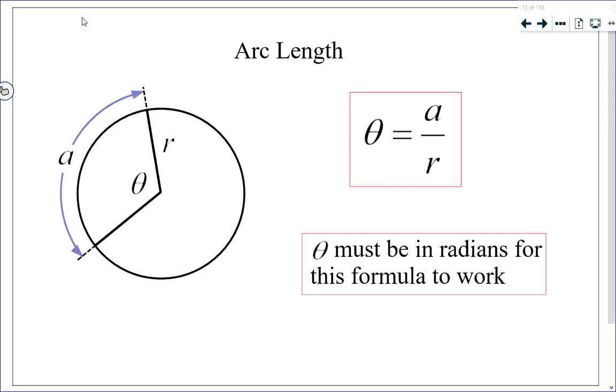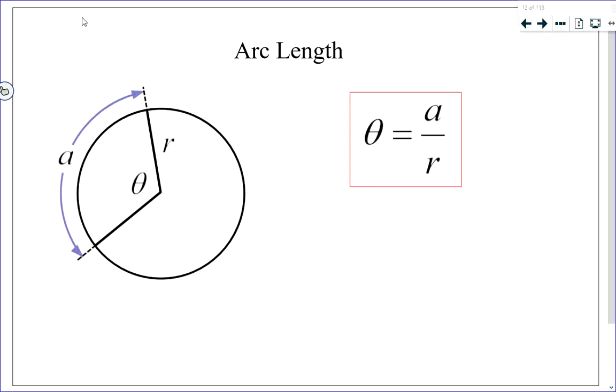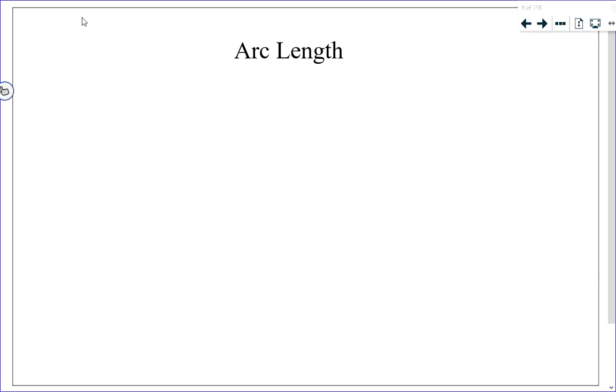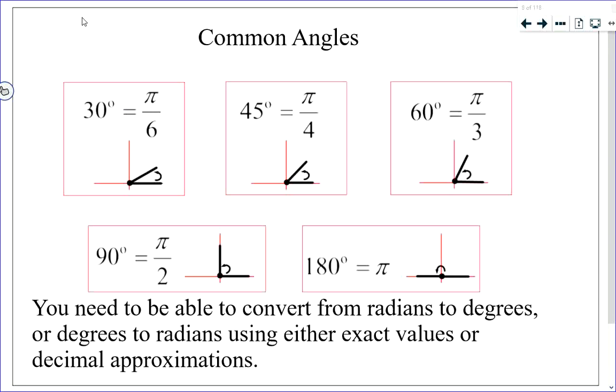But, and this is so crucial, you don't want to get burned on something like this on an exam, that angle must be in radians. The formula will not work unless it's in radians. So if you're given a problem on the exam where the angle is in degrees and you're asked to find an arc length, well then you're going to have to know how to convert that angle in degrees into radians. So you're going to maybe set up a ratio.